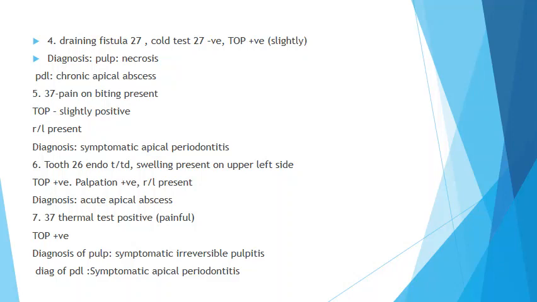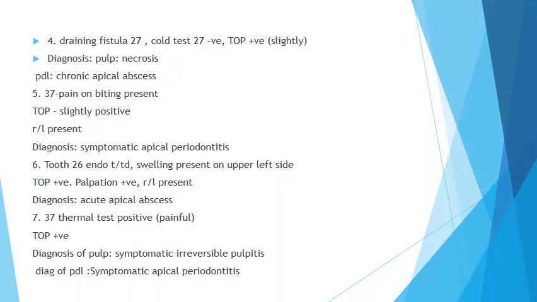Now next question is, in the case history, it is given that tooth 2-6 is endo-treated, swelling is present on the upper left side, TOP positive, palpation positive, radiolucency present. Again, there is swelling, tenderness to percussion positive, palpation positive. So we have symptoms and there is swelling. So it is acute apical abscess.